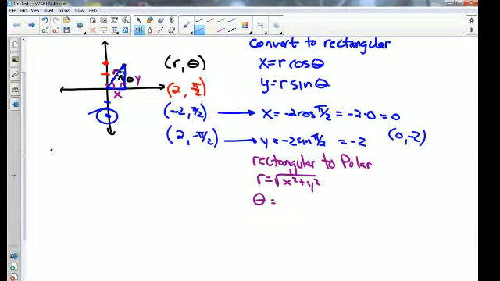Yeah, tangent, inverse of opposite over adjacent. Okay. Do you want me to walk you through an example, or should we move on and give you homework time? Move on.